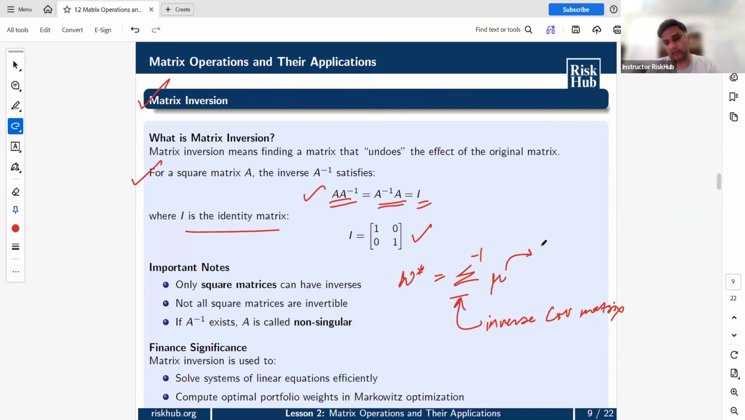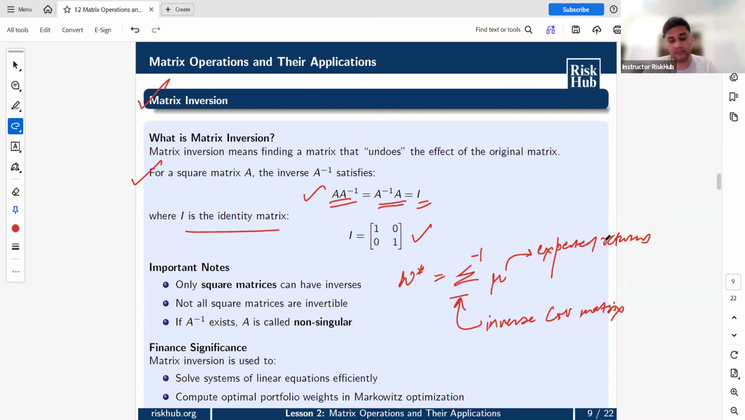And this is your expected return. Okay, this is your foundational quantitative portfolio construction. Why is inversion hard in real markets? Because in textbooks, it is kind of easy.